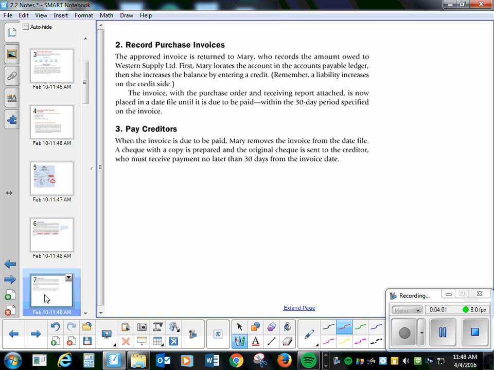Next, the approved invoice is returned to Mary, who records the amount owed to Western Supply Limited. First, Mary locates the account in the accounts payable ledger, and she increases the balance by entering a credit. Remember that a liability increases on the credit side. So if this is our liability, it has a normal credit balance. It increases on this side, and it decreases on this side.